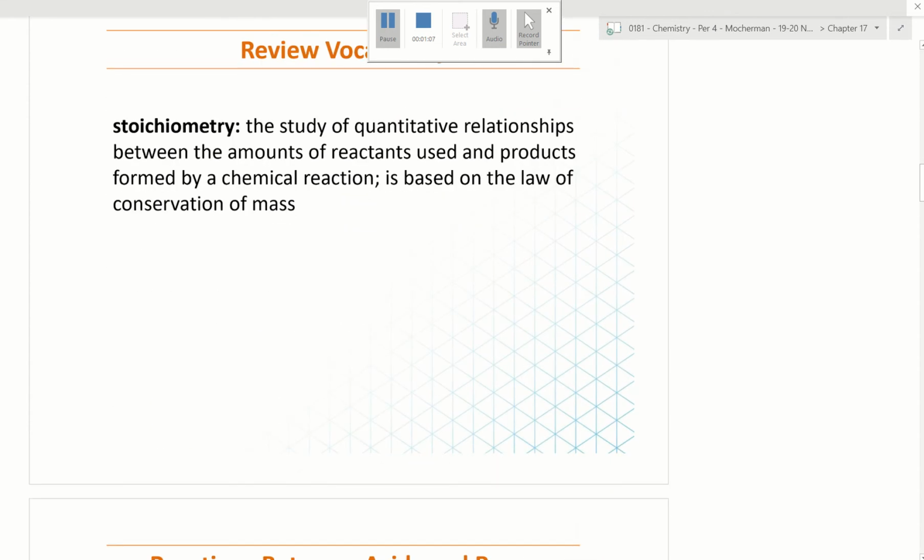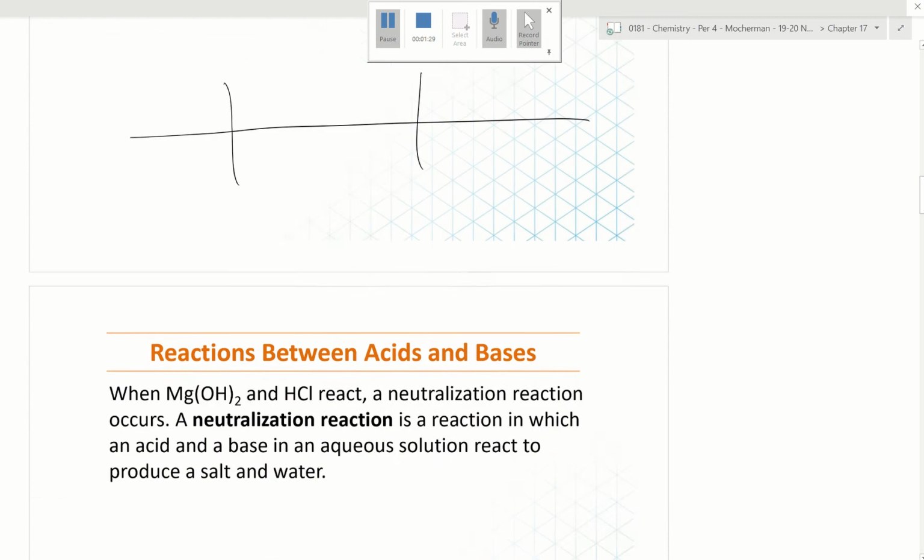Remember that stoichiometry is the study of quantitative relationships between the amounts of reactants used and products formed in a chemical reaction. We base it on the law of conservation of mass. Most of the time when you're doing your stoichiometry, you're using dimensional analysis like this. We're actually going to be doing stoichiometry today, but not using that type of dimensional analysis. We're going to take a shortcut.